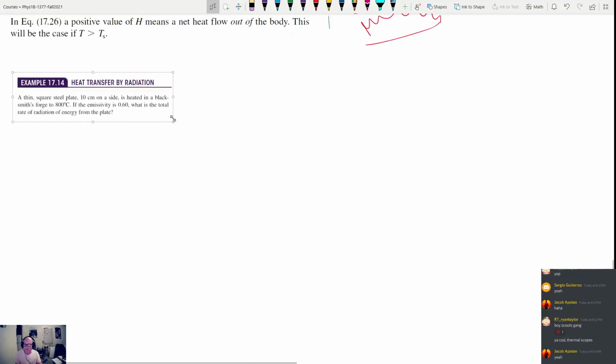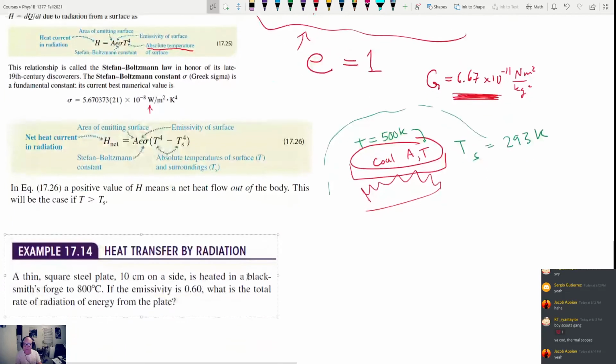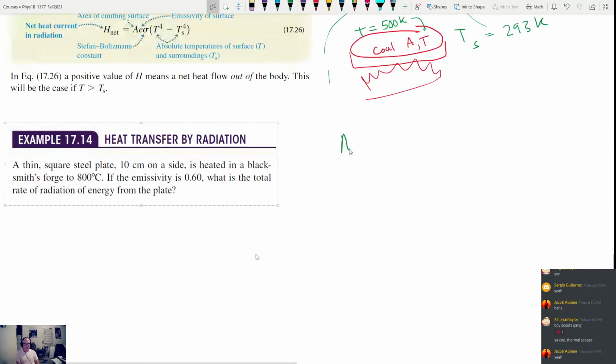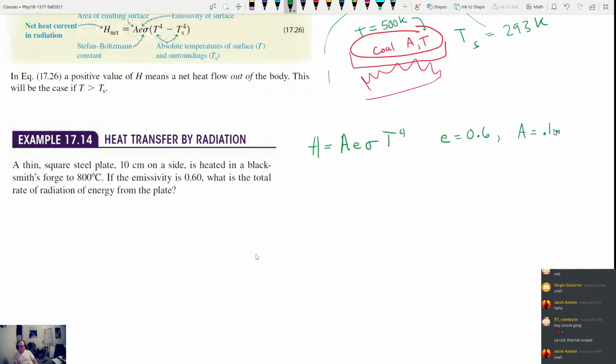So we've got the absolute one here. Let me write the equation down. So it's A E sigma T to the fourth. That's equal to the heat current, so heat transfer by radiation. We have a thin square steel plate, 10 centimeters on a side, heated in a blacksmith's forge up to 800 degrees Celsius. If the emissivity is 0.6, what is the total rate of energy radiation from the plate? Okay, so it's telling us that the emissivity is 0.6. It's telling us that it's 10 centimeters on a side, which means its area is going to be 0.1 meters squared, so the area is 0.01 meters squared.